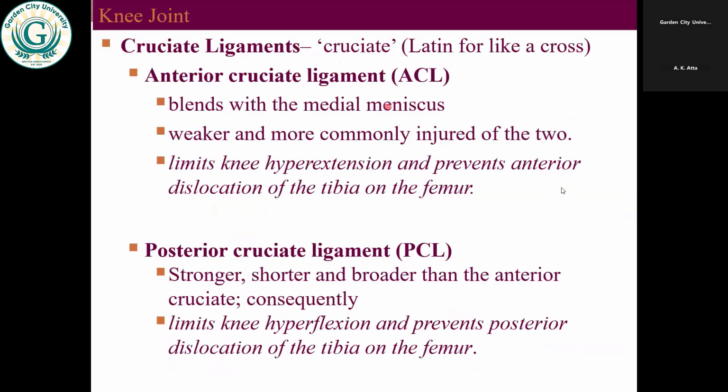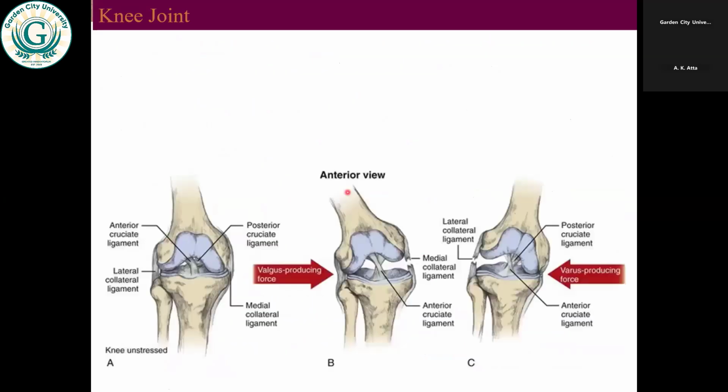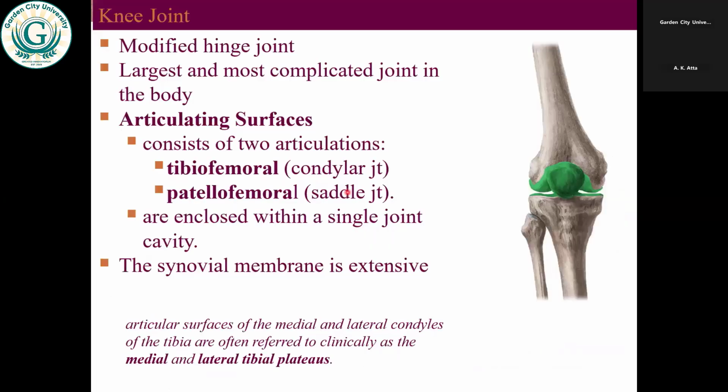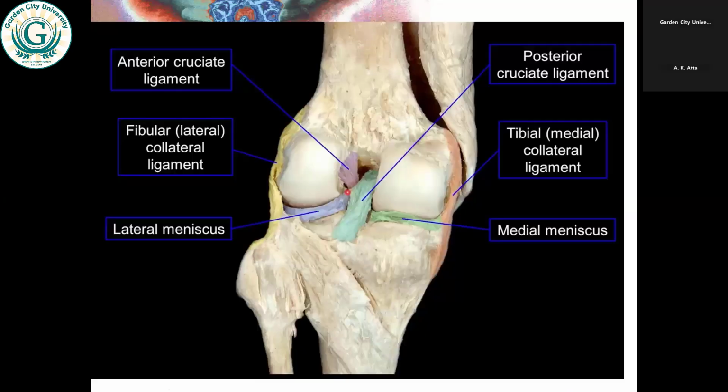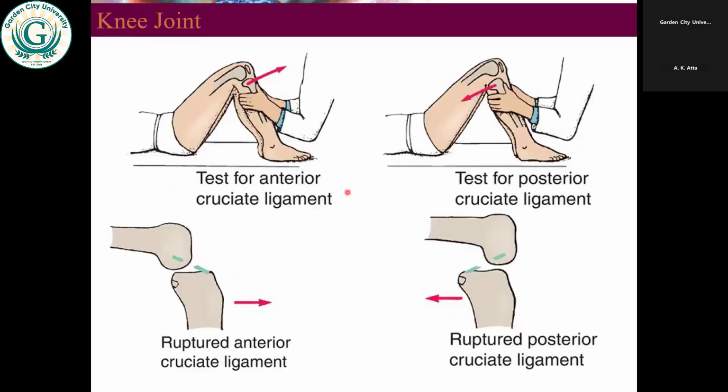The anterior cruciate ligament prevents anterior dislocation of the tibia on the femur. So you see the one here. This is the tibia and the femur. What is preventing this anterior dislocation of the tibia on the femur is the anterior cruciate ligament.